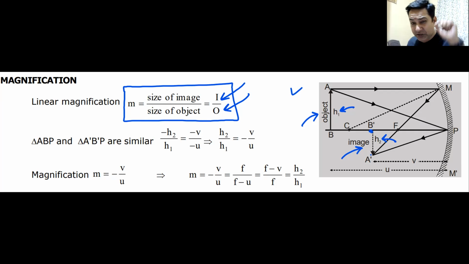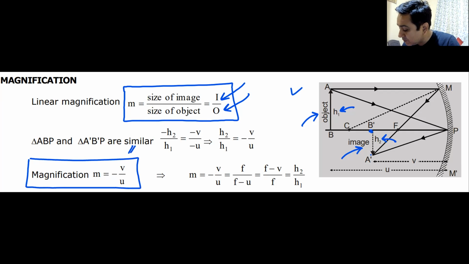From geometry, we can get a very simple formula for magnification, and the simple formula for magnification comes as minus v by u for a mirror. This is a formula that you should never forget. The formula of magnification by a mirror is equal to minus v by u. Remember, v and u must be used with proper sign convention. Do we understand this? Yes, sir.